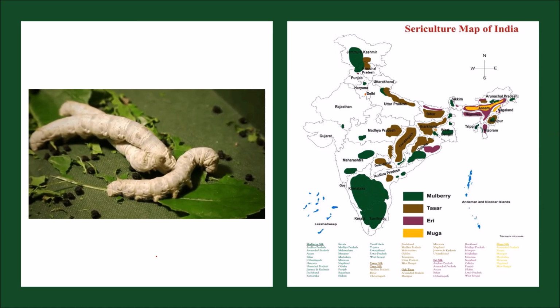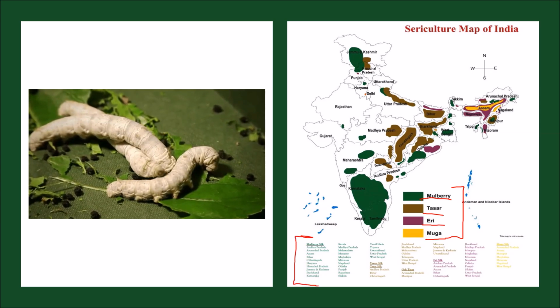Now we need to know about the sericulture map of India, because the places are also very crucially important. There are majorly four types of silk available in India: Mulberry, Tasar, Eri, and Muga. Mulberry regions are shown in green. Tasar regions are shown in brown. Eri regions are shown in purple, and Muga is primarily associated with Assam, but some regions of Nagaland, Mizoram, West Bengal, and Manipur are also included. Bits and pieces of yellow color show the Muga silk. This is the entire description of the different places where these kinds of silk are available.